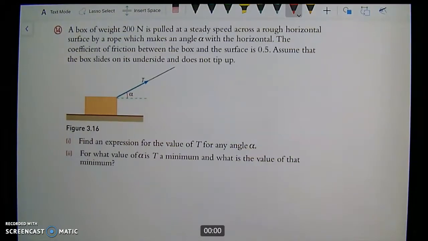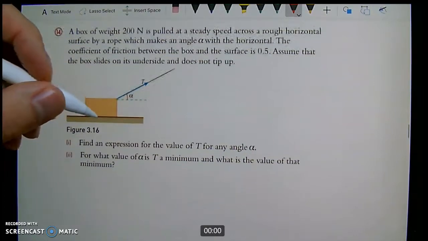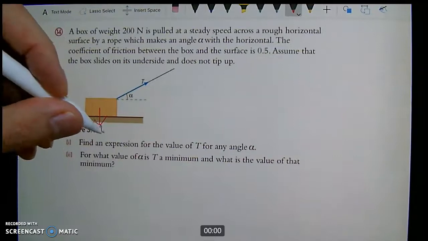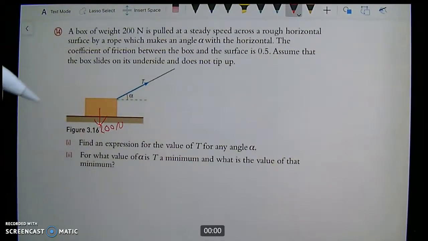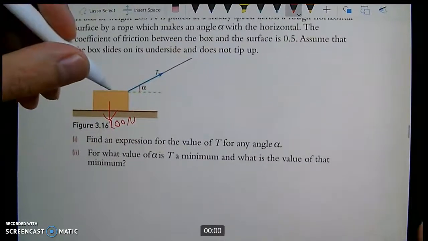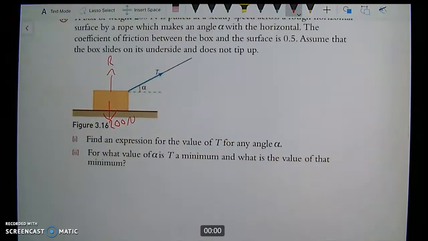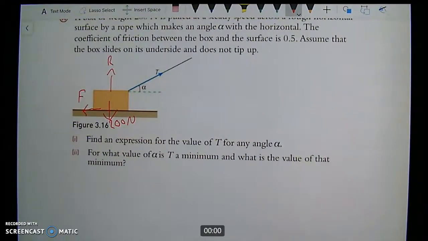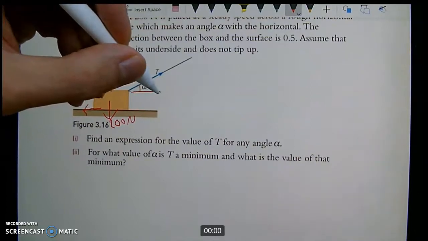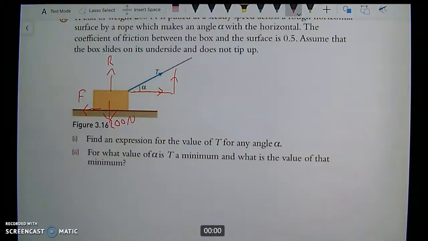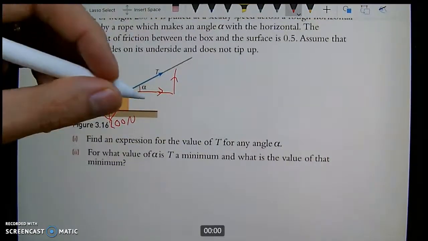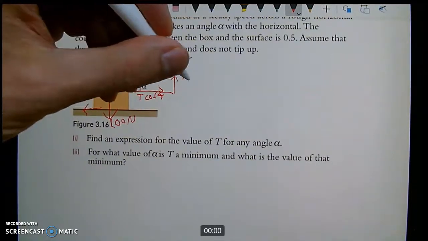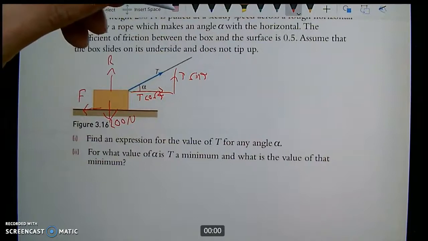So the first thing to do, as always, is to add in the other forces, and they're going to be the weight of the box, which we're told is 200 newtons, and the other forces that we're going to have will include a normal reaction force and a friction force which must oppose motion, so acts to the left, and then with the tension force at an angle alpha to the horizontal, we split it into a horizontal component of T cos alpha and a vertical component of T sine alpha.